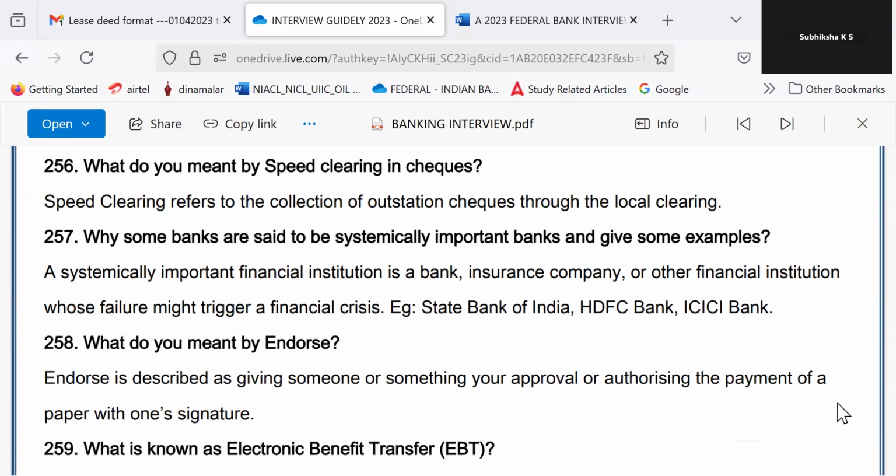256. What do you mean by speed clearing in checks? Speed clearing refers to the collection of outstation checks to the local clearing. Continue.